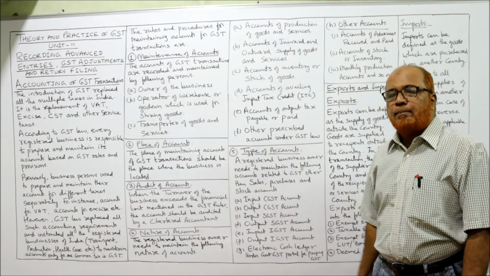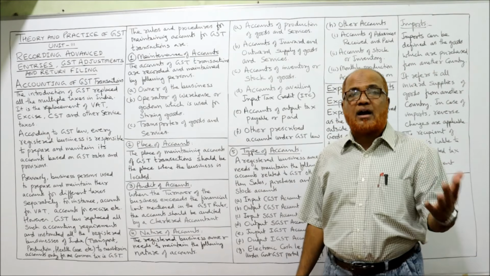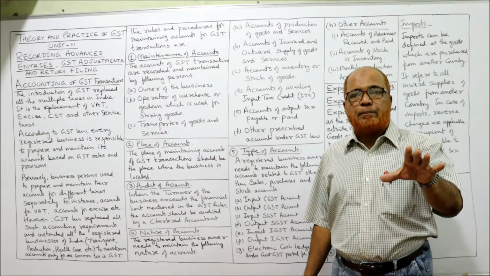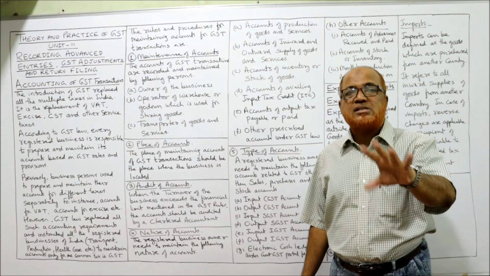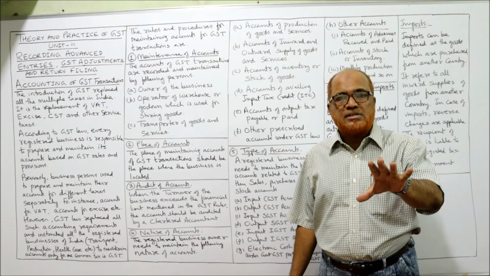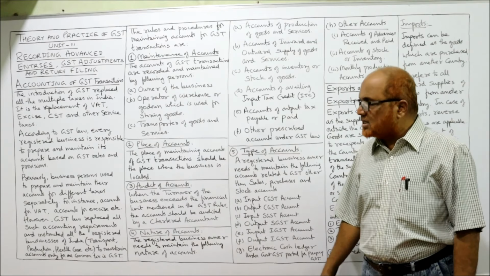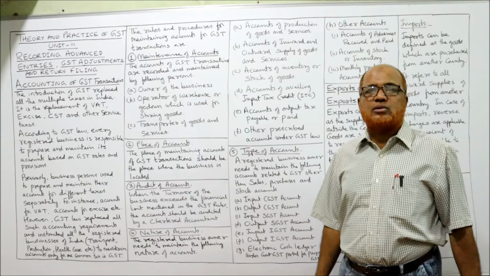Second, place of accounts. Actually, where should the accounts be kept? The accounts should be kept at the place where the business is located. Wherever the business is located, there the accounts should be maintained. That is the second point.